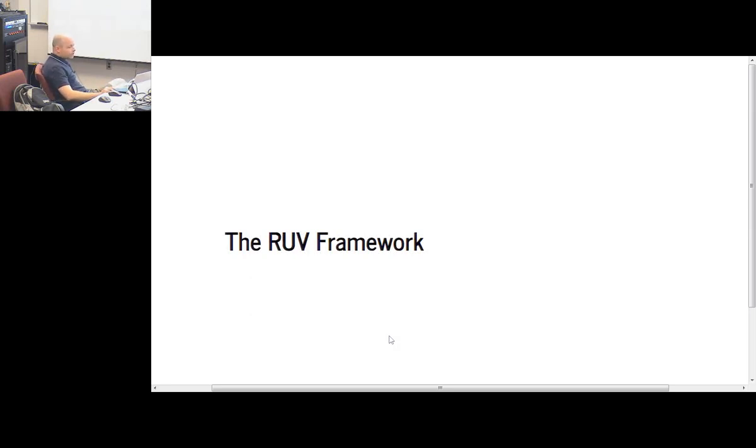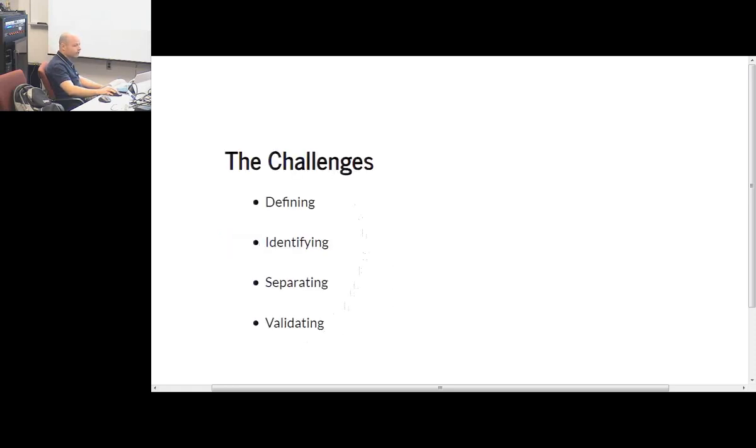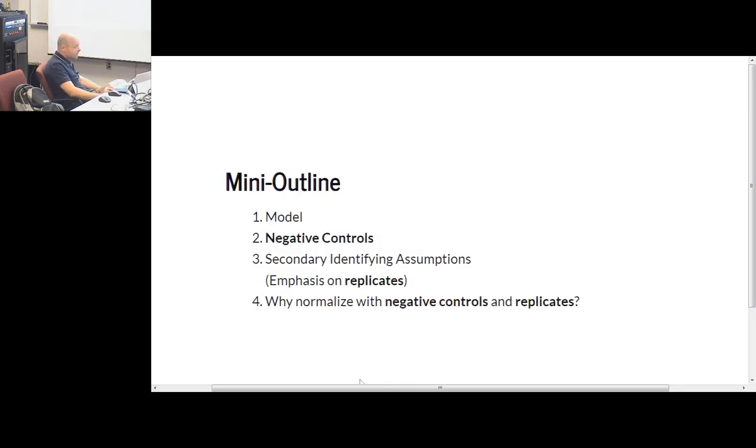So now I'm going to talk a little bit about, in general, the RUV framework, which will help give us ways to deal with all of these problems. Quick mini outline for the next couple of minutes. I'm going to first present a model that is common to all of the RUV methods. I'm then going to talk about negative controls, which are one of the key tools that the RUV methods make use of. The negative controls help us both define and identify unwanted variation.